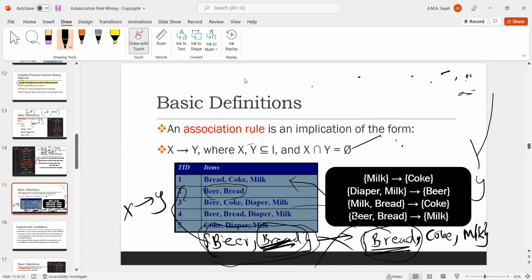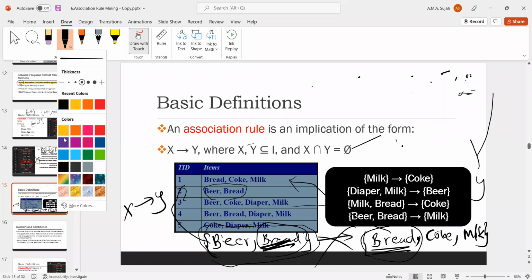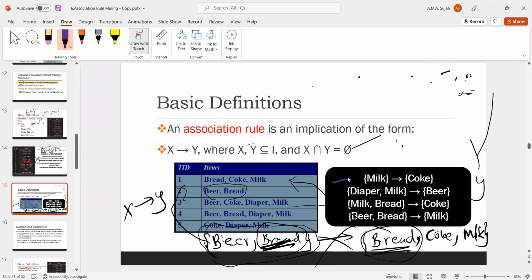Okay. Just I am telling this one. What do you think? This first one, whether it's an association rule or not. You need to think about this: milk is a one item set. Is it there here? This is also here. Similarly, this combination is there in transaction ID 3 also. Transaction ID 5 also contains coke and milk.